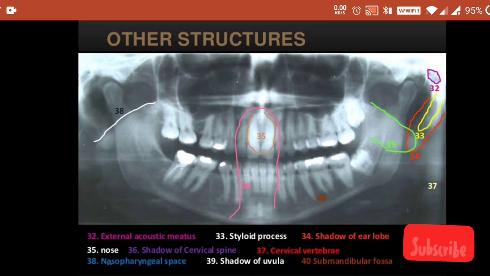So this was all about normal anatomical landmarks on OPG. I'll see you soon in the next lecture with some deformities and the common errors in OPG and how to identify them.